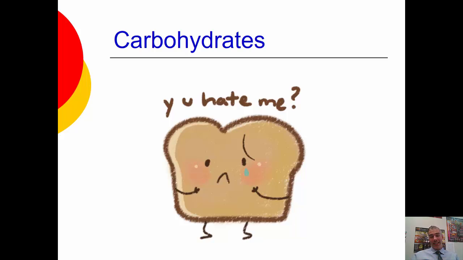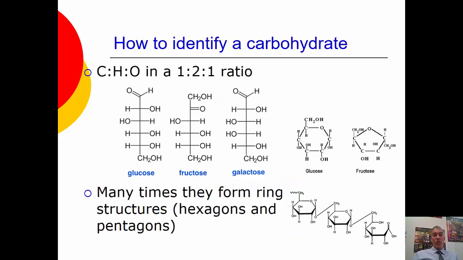So the next important macromolecule that you have to know is carbohydrates. A lot of times we think of carbohydrates as the thing that provides us with energy, but that's not the only thing that they do. And we have to learn how to classify them so you can just look at them and be able to tell that that molecule is in fact a carbohydrate. So let's go over the rules.